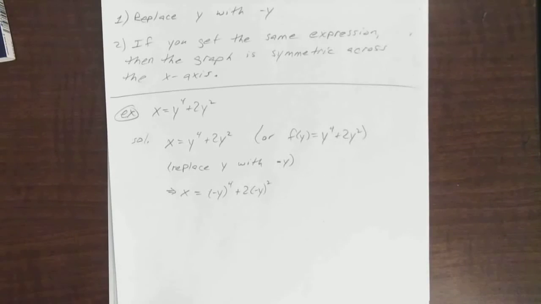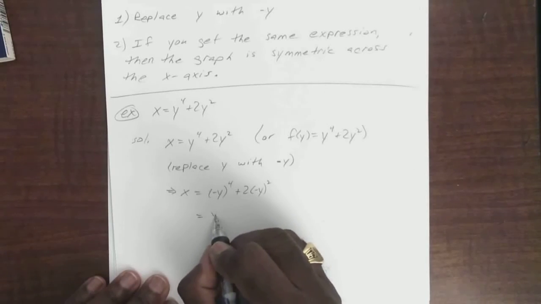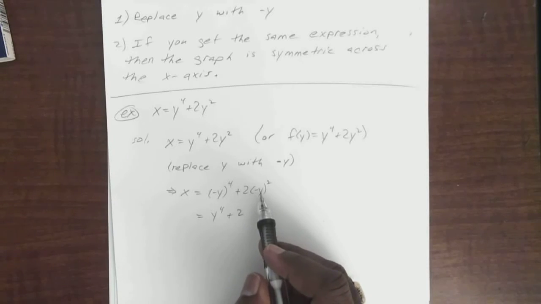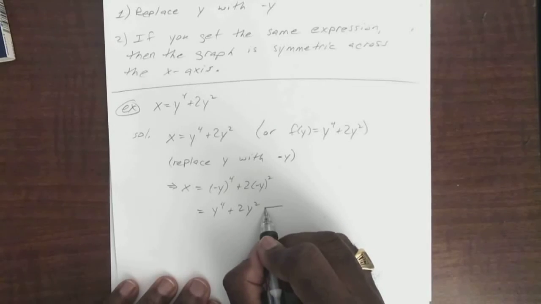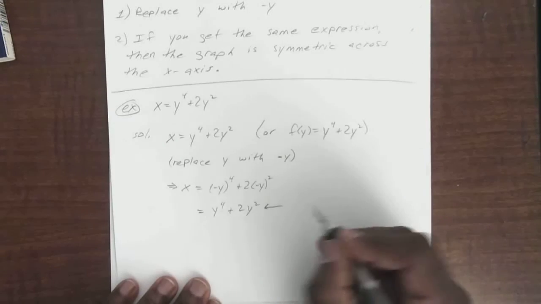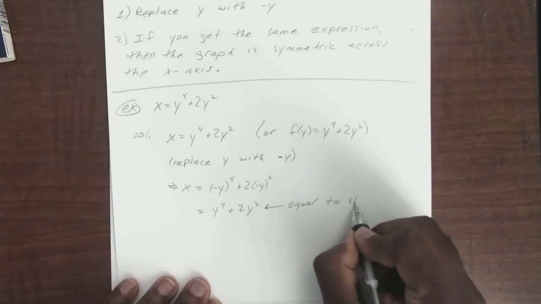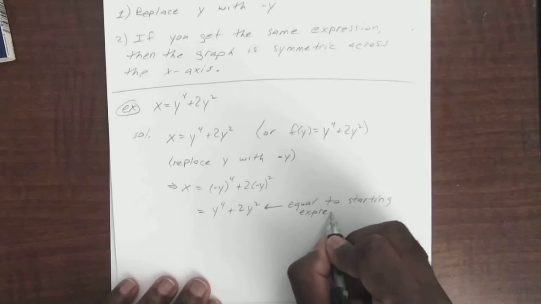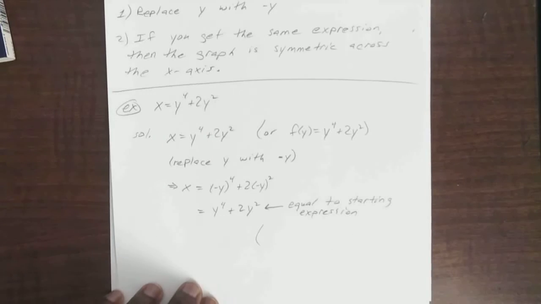You know, negative y to the fourth is just y to the fourth because those negatives cancel each other out. So you have y to the fourth plus 2. Negative y times negative y is just positive y squared, which is equal to your original expression. Okay, so it is symmetric across the x-axis.